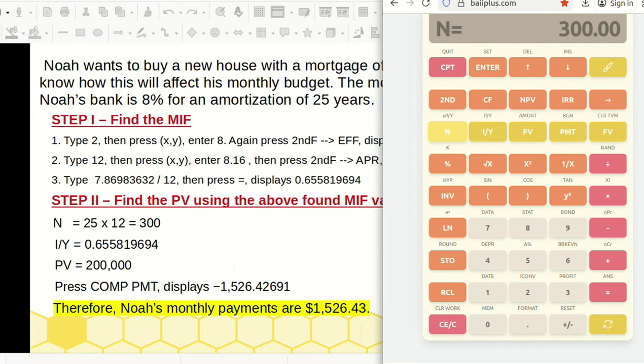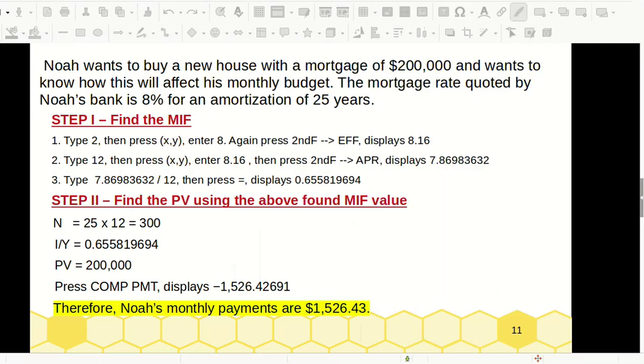Now in step 2, find the payment using the above found MIF value. Now your N equals 25 times 12, which is 300. I/Y is 0.655819. Your present value is 200,000. Now compute the PMT. It displays 1526.43. Therefore, Noah's monthly payments are $1526.43.